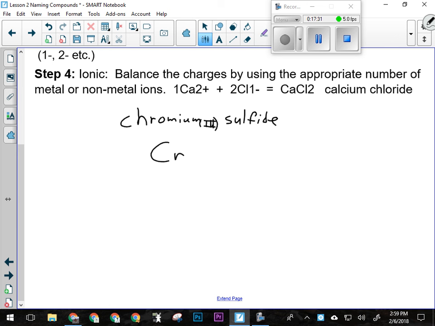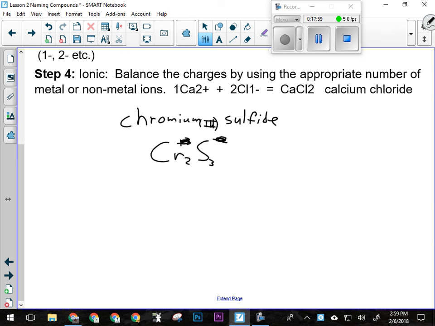Okay, I see a lot of people make this mistake though. They go chromium 3 and they write the 3 down here. All right, that means there's 3 chromiums. That's not what this means. The Roman numeral isn't telling me how many chromium there are. It's telling me what the charge on the chromium is. Okay, and then sulfur is a -2. So now I drop and swap. Cr2, S3, and I'm done.